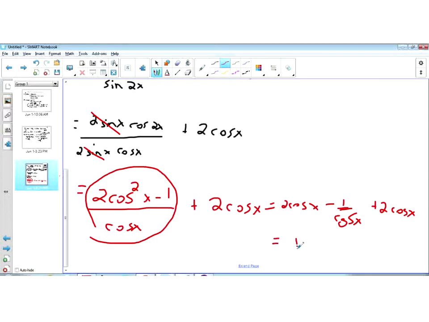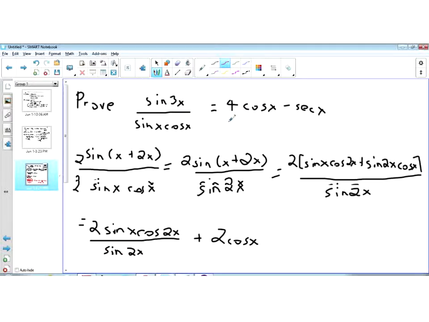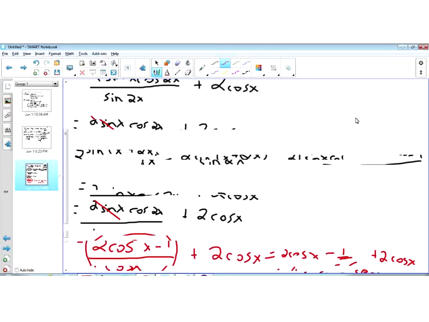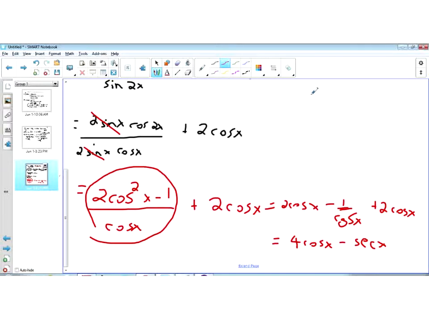All right, and so that would equal what we're targeting. That's 4 cosine x minus secant x, which is what we want. See, that's what we wanted right here. Okay, so that's one way of doing it. I introduced a redundant step, but it's okay. That can happen.